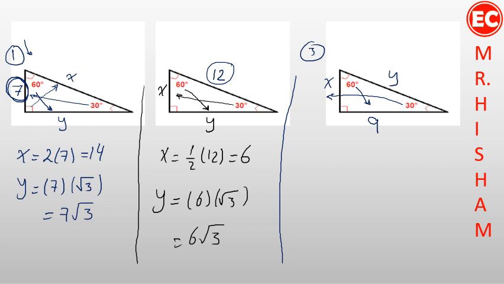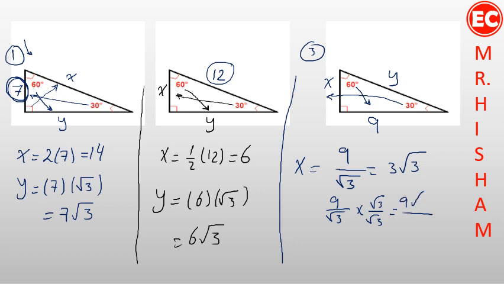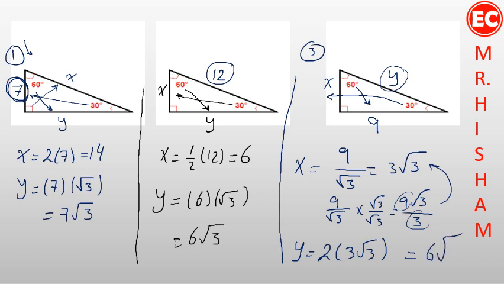So the third case here, the given is the side opposite to the angle 60. To figure out the side opposite to the angle 30, I divide 9 by root 3. Using a calculator, it will be 3 root 3. Without using a calculator, you multiply up and down by root 3. So it's 9 root 3 over 3, and dividing 9 by 3 gives you 3 root 3. Then I want to find y, the hypotenuse. It's twice the side opposite to the angle 30. So it's twice 3 root 3, which is equal to 6 root 3.